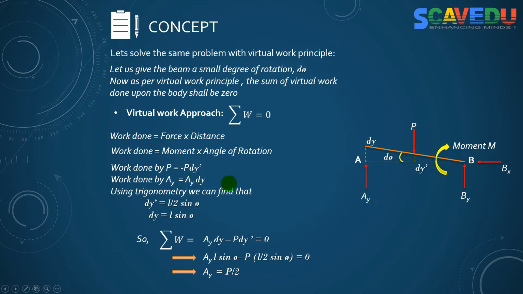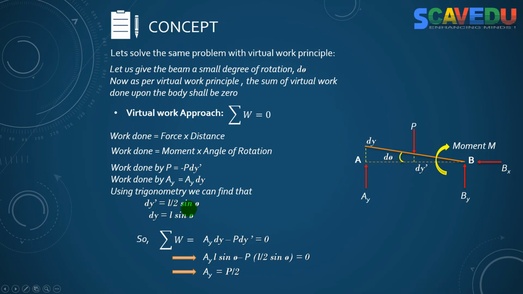Now we have to find dy and dy dash in terms of the length of the beam, because the length is what we know. To do that, very simple, we know this is a right triangle. In this right triangle AB, d theta is the angle, and L, the beam length, is the hypotenuse. If we know the hypotenuse and the angle, we can easily find that the opposite side, the value of dy, will be L sine theta. Similarly, dy dash will be equal to L by 2 sine theta.